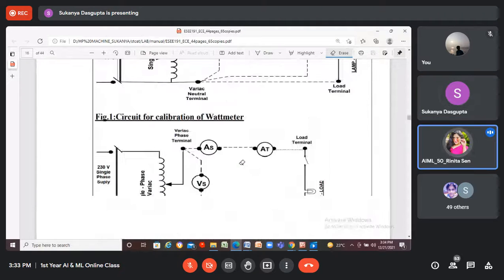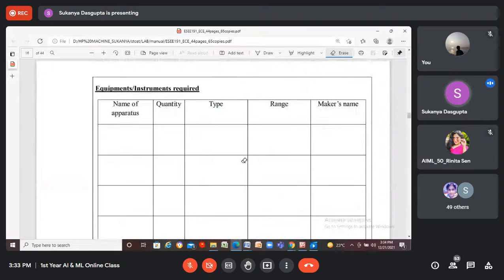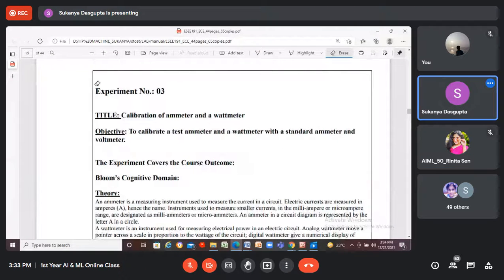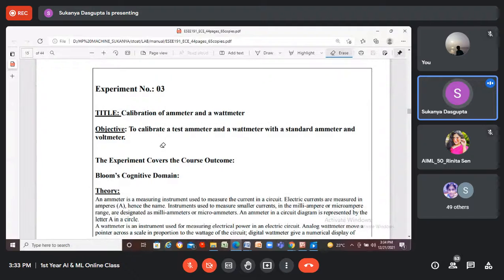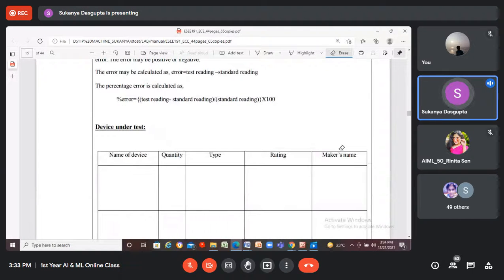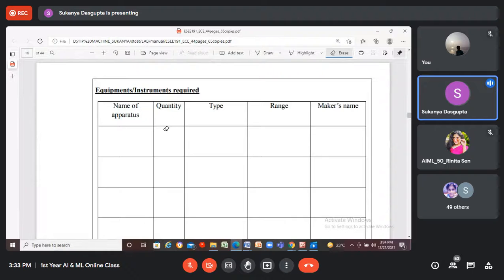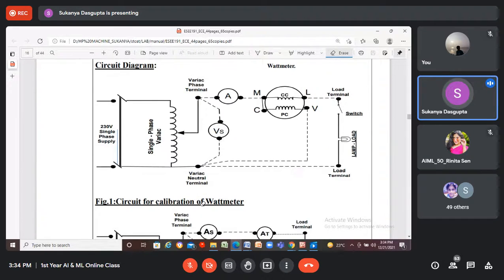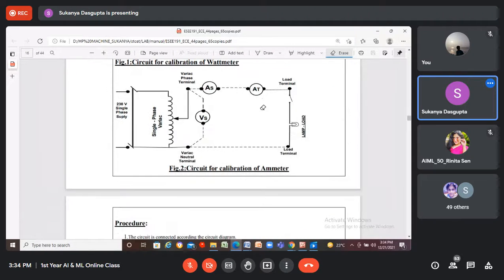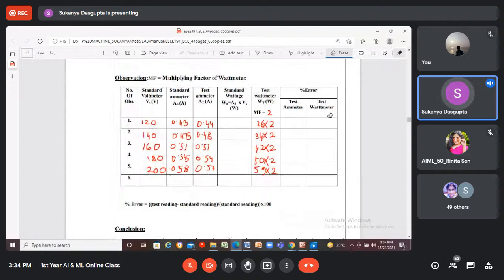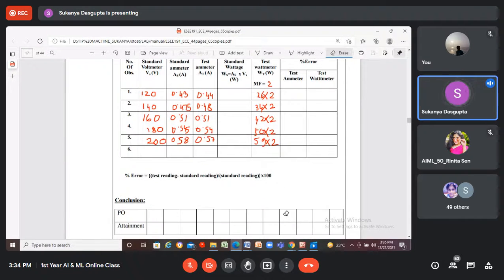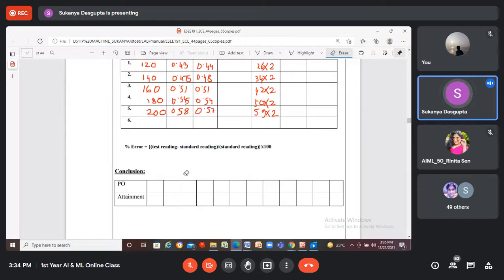How to write the report? First, you will write the experiment number, then title, objective. After that, you will draw the two apparatus tables. Then you will draw the two circuit diagrams. Below the circuit diagrams, you will draw the observation table. Below the observation table, you will show one sample calculation using the formula, one for test ammeter, one for test wattmeter. And finally, you will write the conclusion of this experiment.